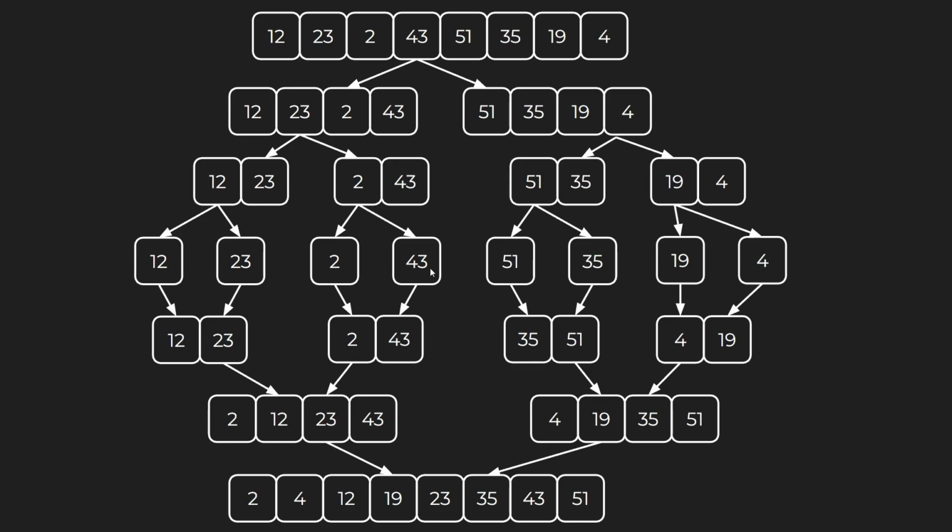So merge sort is a divide and conquer algorithm because we split every single element into its own array and then we merge them back together. And that is basically an illustration of how a merge sort would work.